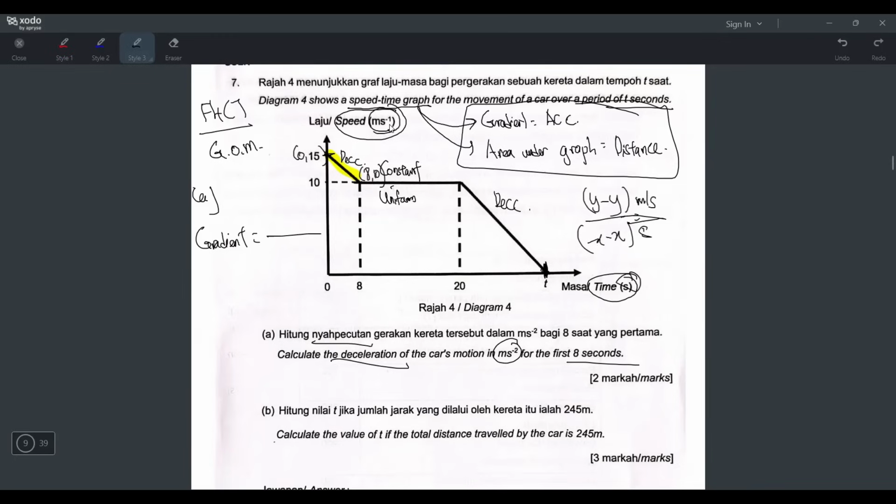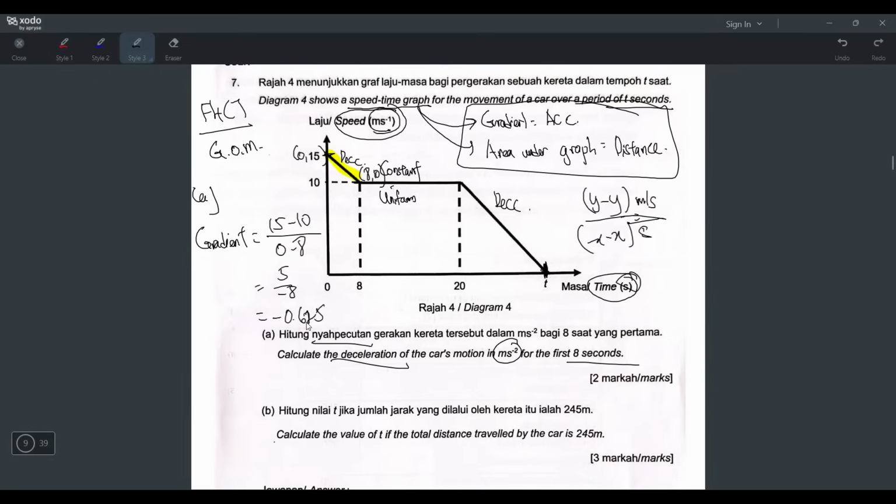Because when you take gradient, when you ambil y-axis, y minus y bahagi x minus x, you become meter per second, which is meter per second square. Okay, sekarang buat apa? Gradient formula y minus y, 15 minus 10. And then x minus x is 0 minus 8. And later your answer will automatically come out in meter per second square. Okay, this one is 5 over negative 8. If you tekan calculator, it is negative 0.625.